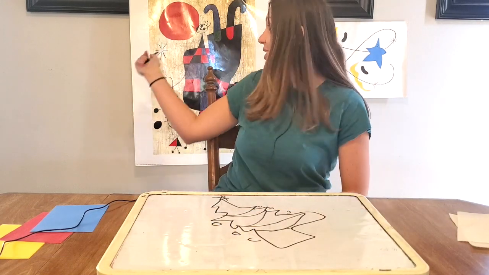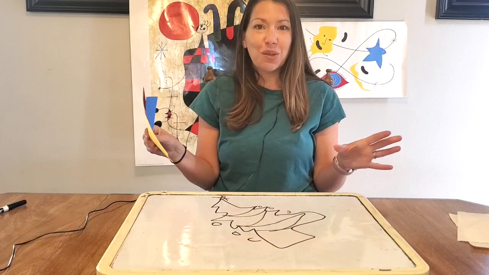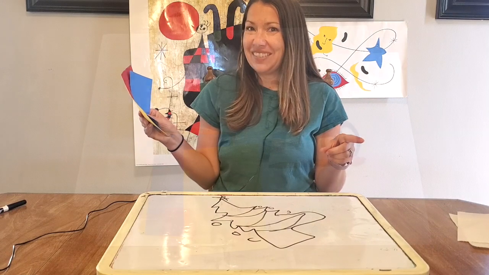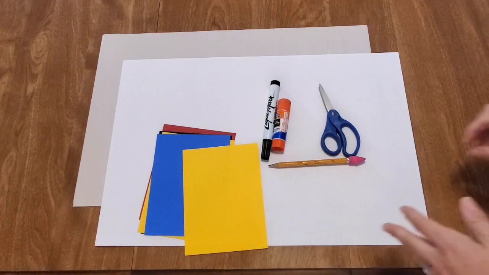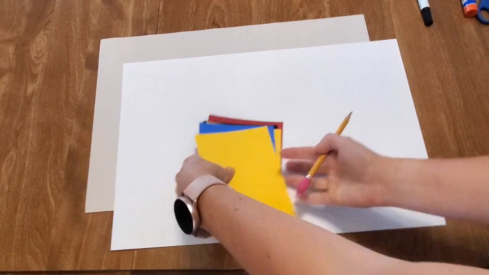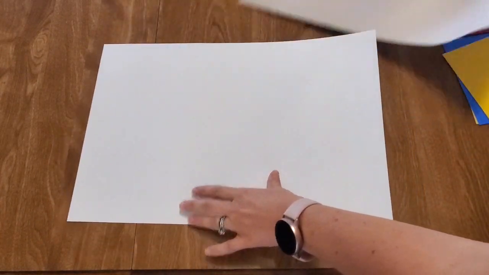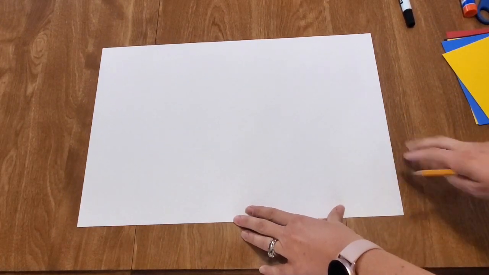As you can see, his was abstract and he just used shape, color, and line. So get your supplies and let's get creative. So the first thing we're going to do, we're going to clear our space a little bit. So we should just have our big white paper. You can keep the newsprint to keep your desk clean.